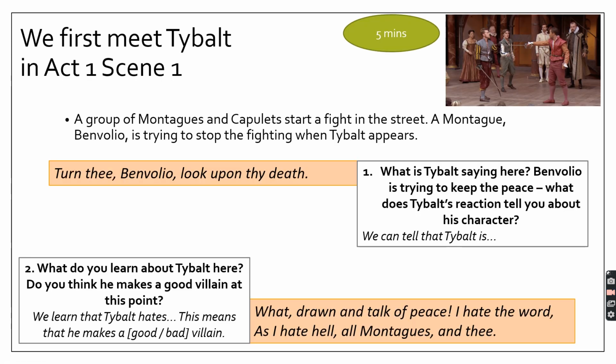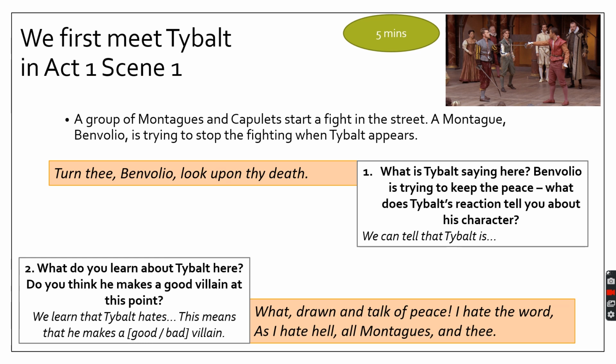Okay, so we first meet Tybalt in Act 1, Scene 1. A group of Montagues and Capulets start a fight in the street, which is no surprise to anybody who realises that these are two warring families who have a feud. Benvolio, who is a Montague, is trying to stop the fighting when Tybalt shows up. Tybalt says, "Turn thee, Benvolio, and look upon thy death."